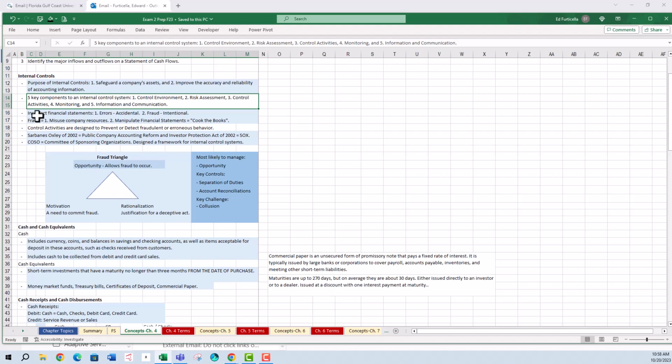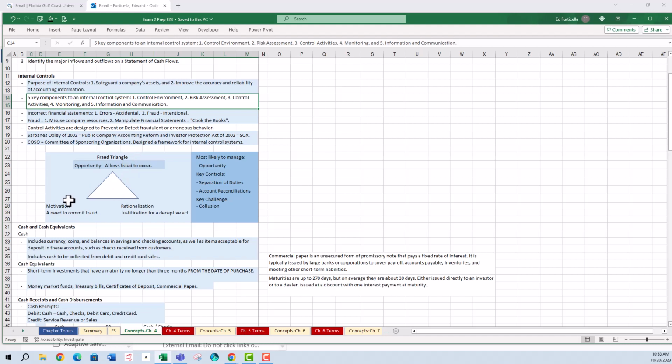Errors take place that are either accidental or intentional. If they're intentional, that's considered to be fraud. When we talk about fraud, we're talking about misusing company resources or manipulating financial statements, which is also known as cooking the books. The big law behind fraud management is Sarbanes-Oxley of 2002. It's also called SOX. It put reforms in place that allowed companies to better manage the risk related to fraud.